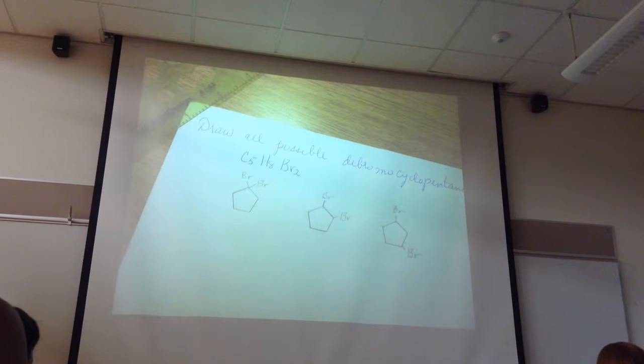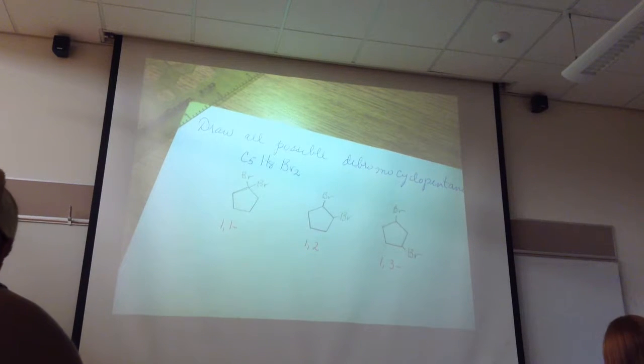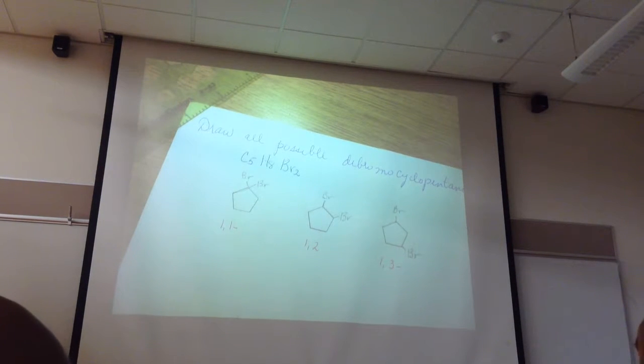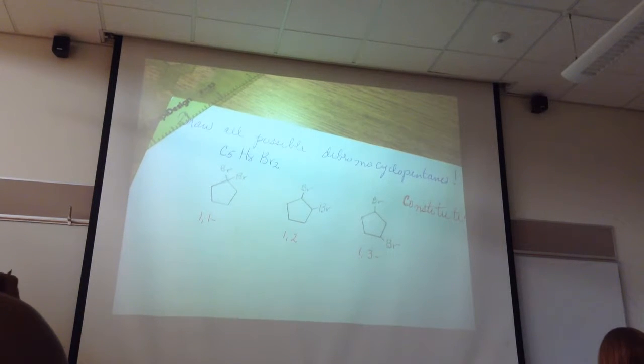Okay, and I think there are many things in your book that ask you what is the relationship between these 3. I hope everybody knows how to name them, right? This is going to be your 1,1, this is going to be your 1,2, this is going to be your 1,3, and everybody knows there's dibromocyclopentane, and you would have multiple choice, right? Are these geometric isomers? Are they the same, identical? What are they? These guys are constitutional isomers, right? Constitutional isomers.